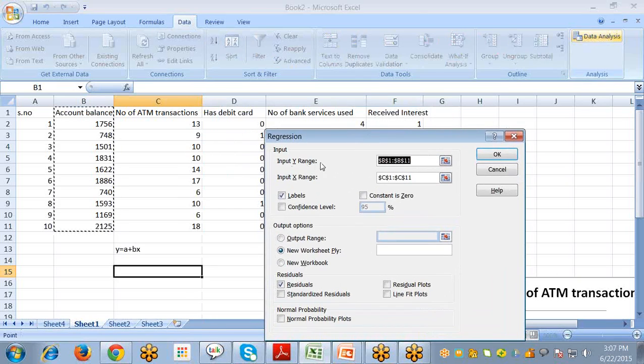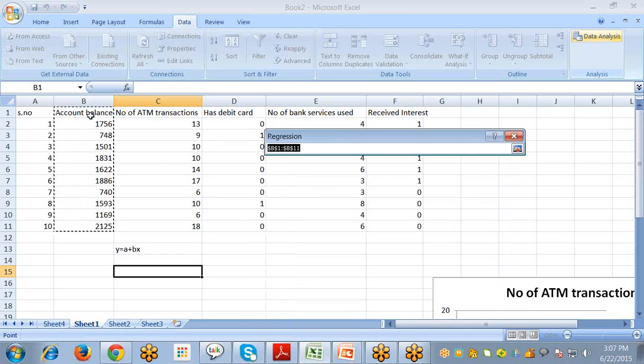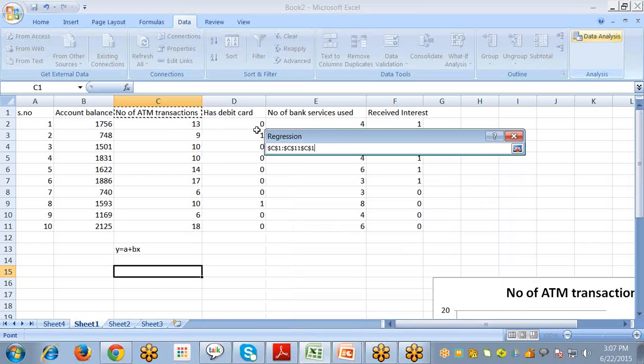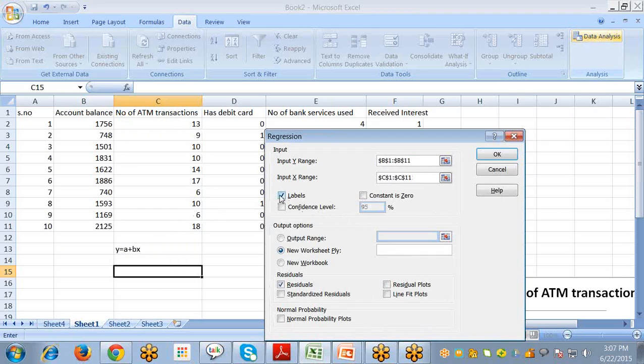Now, the input Y range denotes the dependent variable, and my dependent variable is account balance. So I just click there and select the cells from this to this cell. Then there is the input X range, and I just click on the number of ATM transactions to this cell. Then the first checkbox is Labels, which represents that we are selecting the labels also.